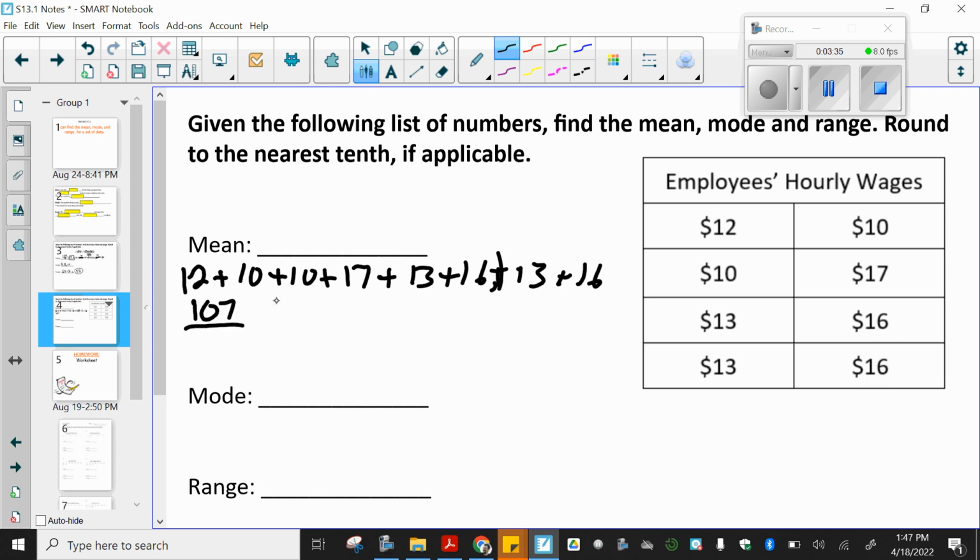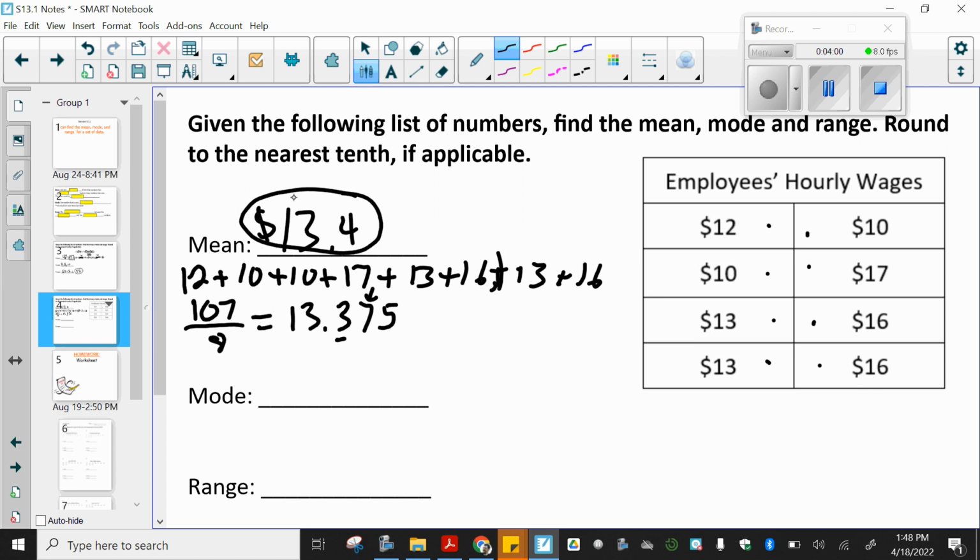I'm going to take that total and divide by the number of wages. So we have 1, 2, 3, 4, 5, 6, 7, 8. 107 divided by 8. That's going to be 13.375. I'm going to round here, so I'm going to have 13.4 dollars as the mean hourly wage.